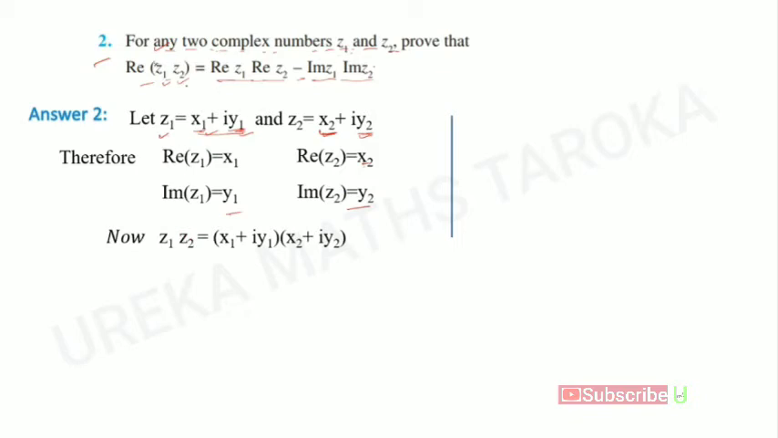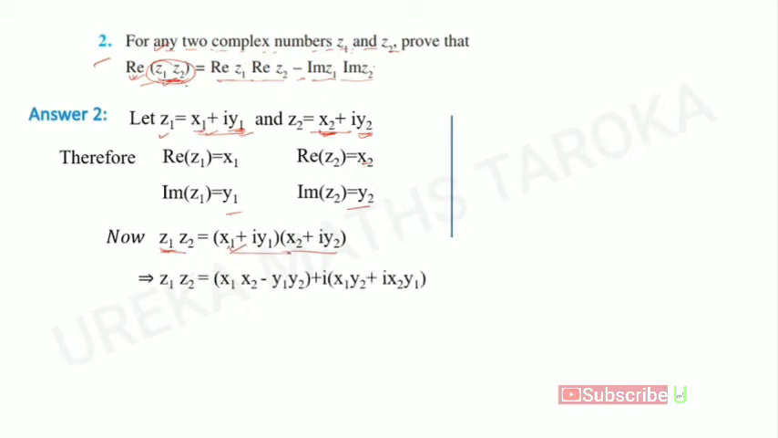Then let us find out the product of Z1 and Z2, as we need the real part of this number. So we must first find the product of Z1 and Z2, and this is what we are going to do here. For Z1 we have x1 plus i y1, and for Z2 this one, x2 plus i y2. Now let us multiply these two as usual.